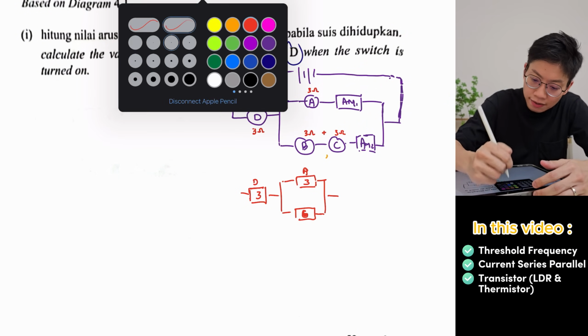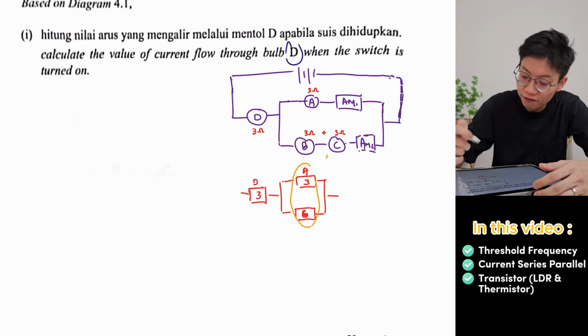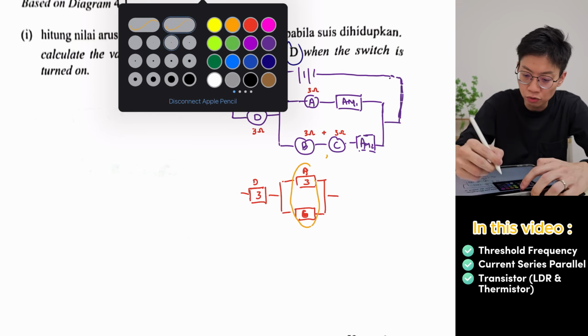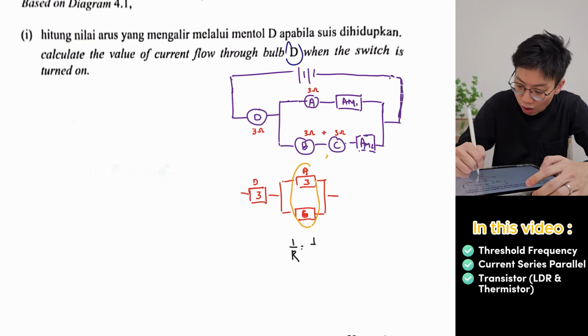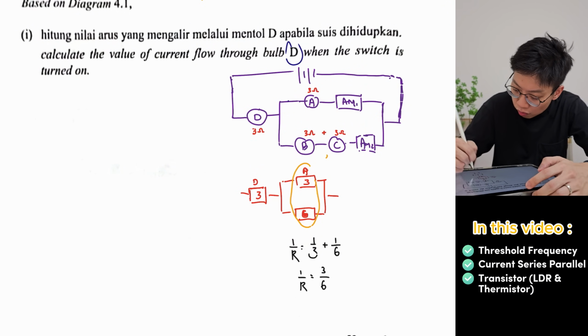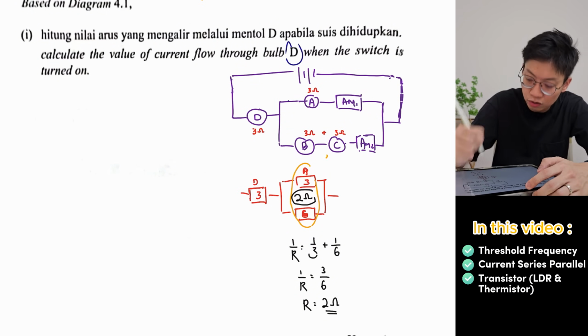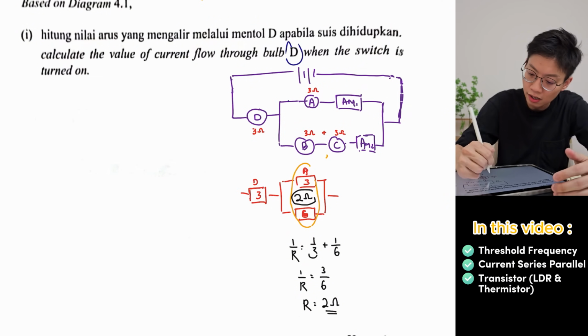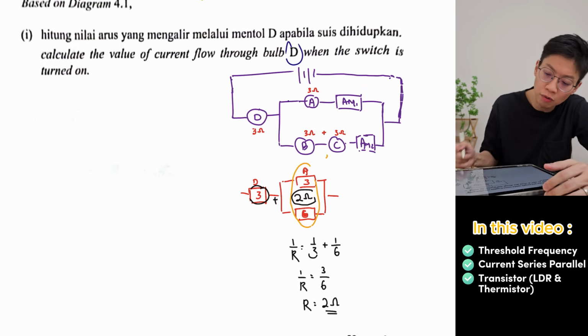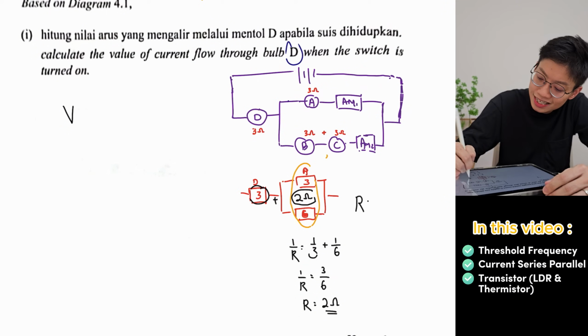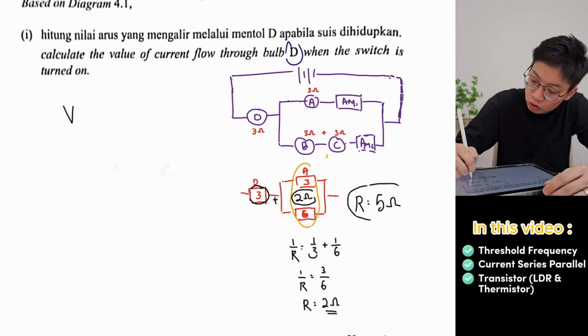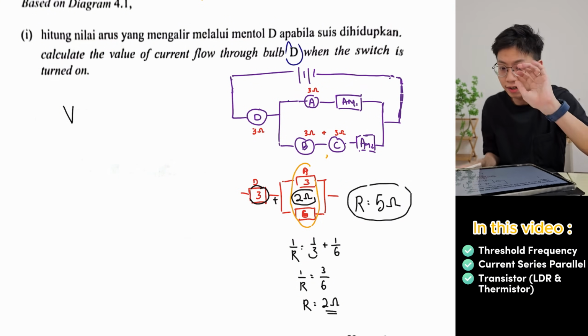So I'll calculate the parallel one first. What we're gonna do here is use the calculation 1 over R equals 1 over 3 plus 1 over 6. So I will get 3 over 6, so R will be 2 ohms. So this part is actually equivalent to 2 ohm. If I add the 3 and 6 together, then after that I will add back this 3 ohm together. So my total resistance here is actually 5 ohm. My total effective resistance of the whole entire thing is 5 ohm.